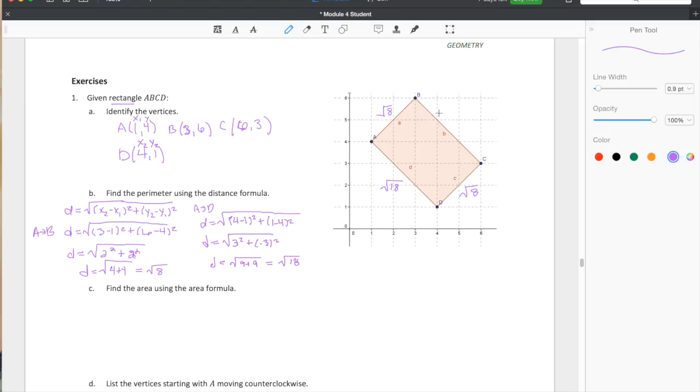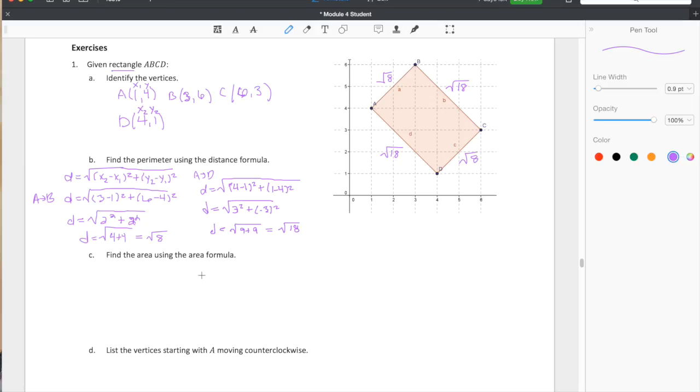And because this is a rectangle, that means that this distance between B and C is also the square root of 18. Now, let's calculate the area of this rectangle using the distances that we just calculated. So the area of a rectangle is length times width. Our length is the square root of 18 times the square root of 8. And if we put that into our calculators, we will find that that is equal to 12 units, and this is area, and so our units are squared.